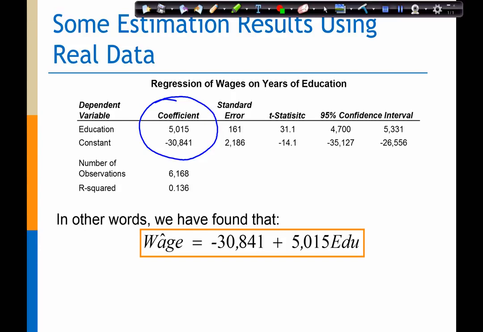So when I write out my results, I do so, as I have for you already, in the orange rectangle. Predicted wage, it has a hat over it to indicate that we have predicted, from the regression, is equal to negative 30,841 plus 5,015 times education. So basically what that tells us is that when education goes up by a year, predicted wages will increase by $5,015. Here I'm measuring wage as annual salary.